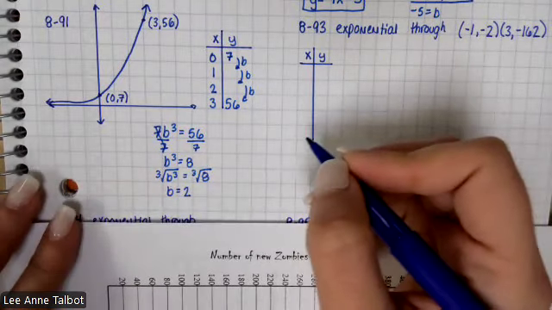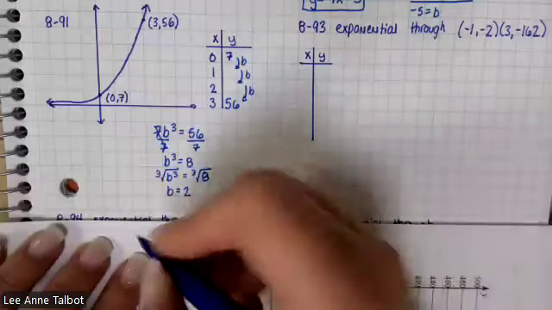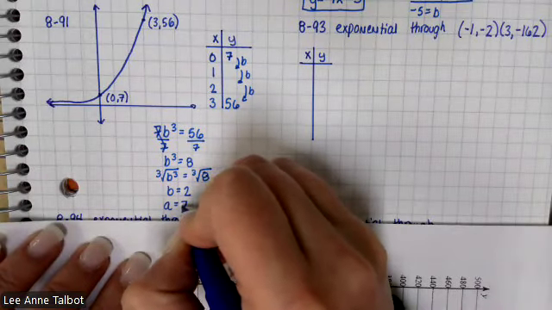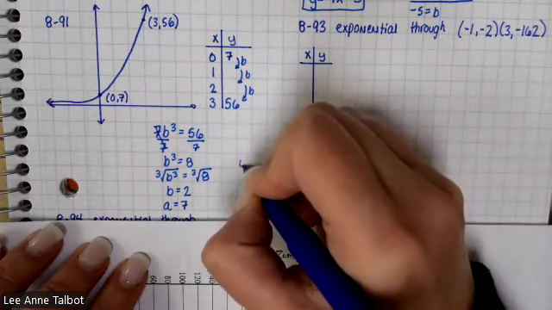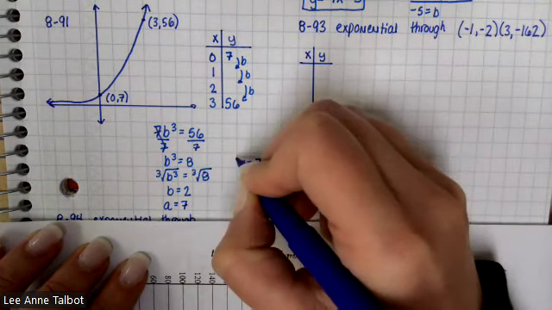Okay, and in this problem, b is 2, but what is a? 7. So final answer, y equals 7 times 2 to the x.